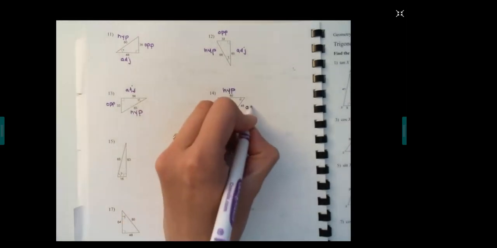For 33, I put opposite. For 56, I put adjacent. 65, hypotenuse. Excellent. And then for 14, I put 80, hypotenuse. 48, adjacent. And then 64, opposite. Thank you, Jade.